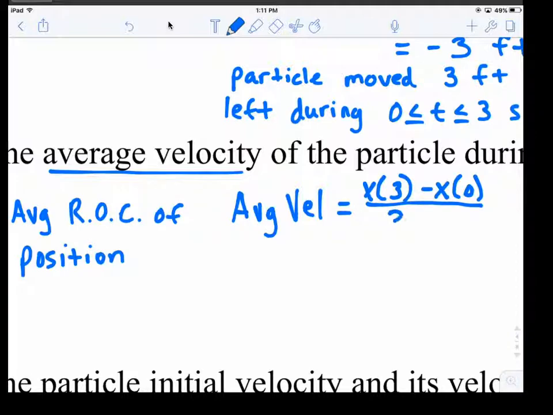So during the first 3 seconds, we went from 0 to 3 seconds, okay? So now you need to make sure that you show this setup. If this is a free response question, that would be a point right there, just for showing that setup.